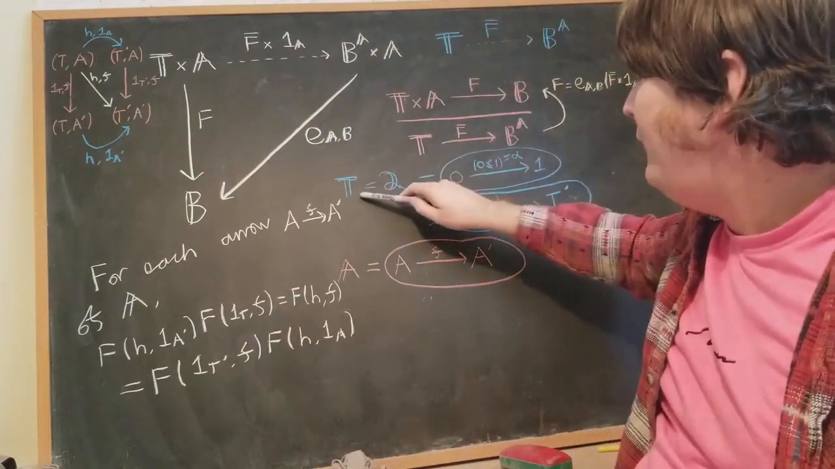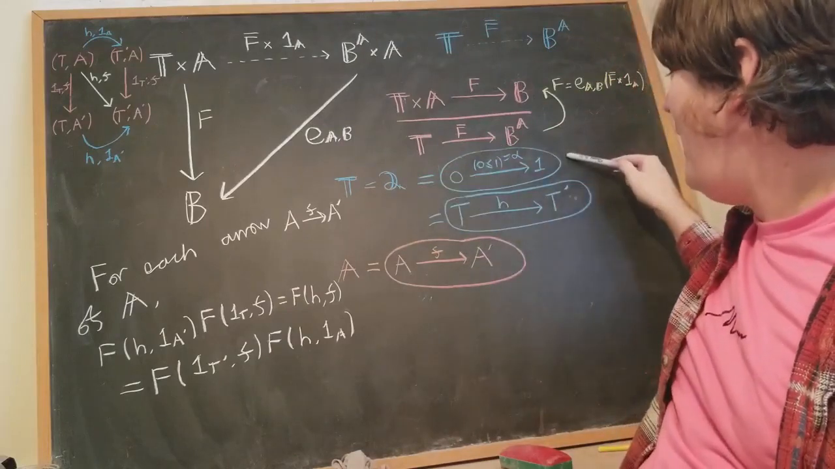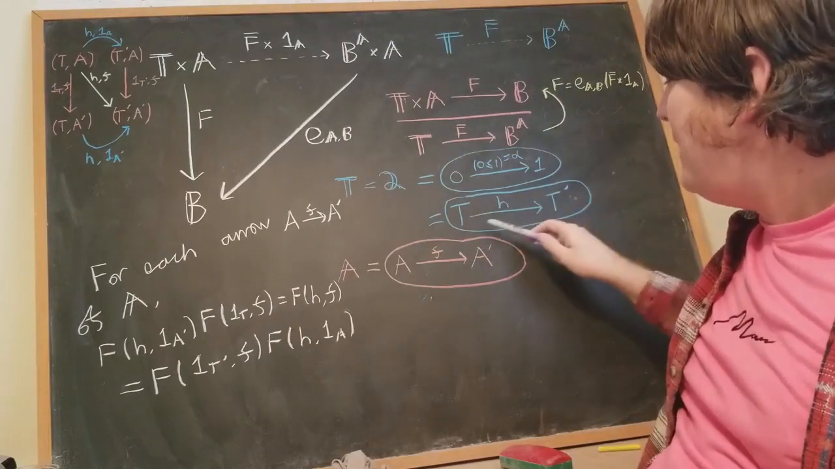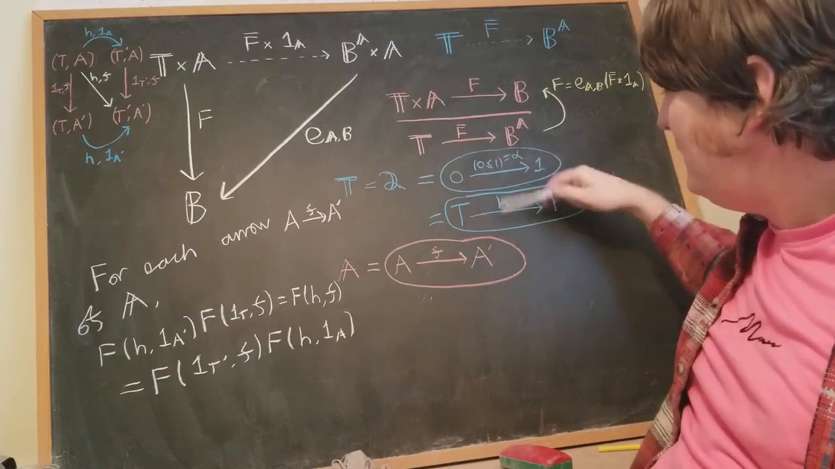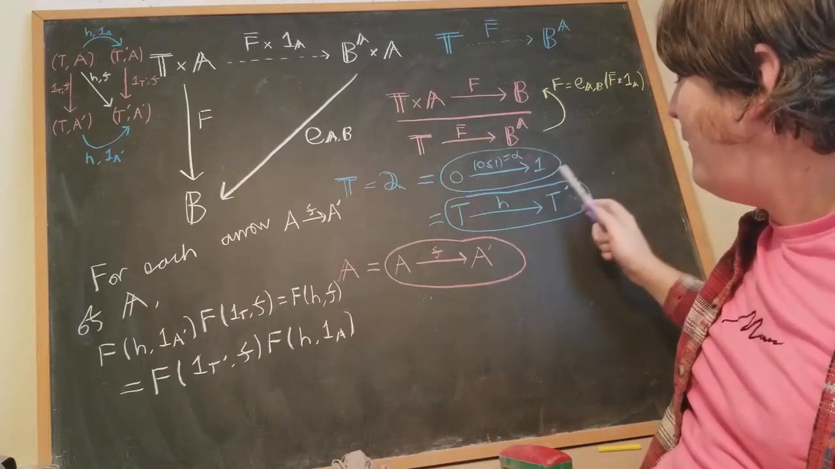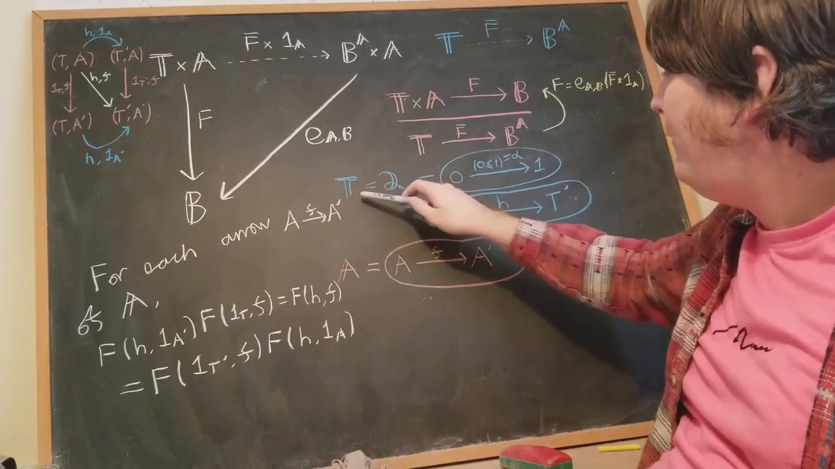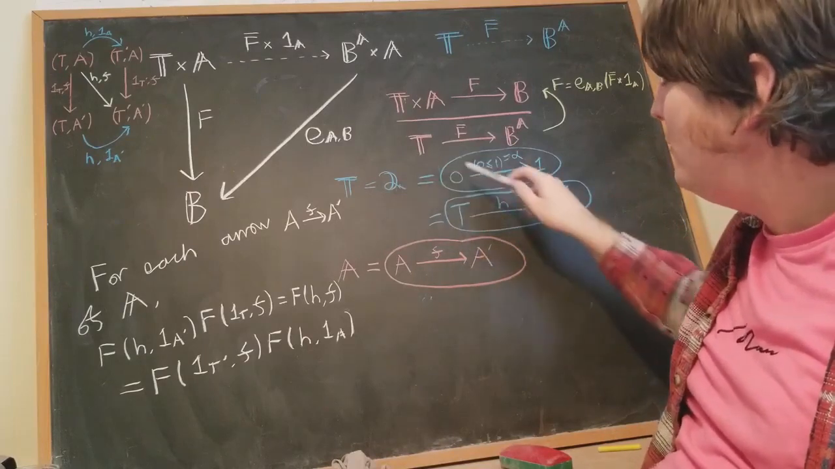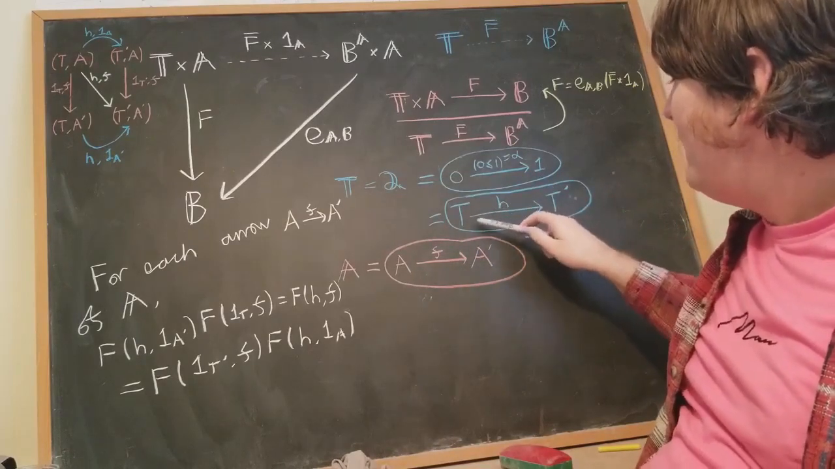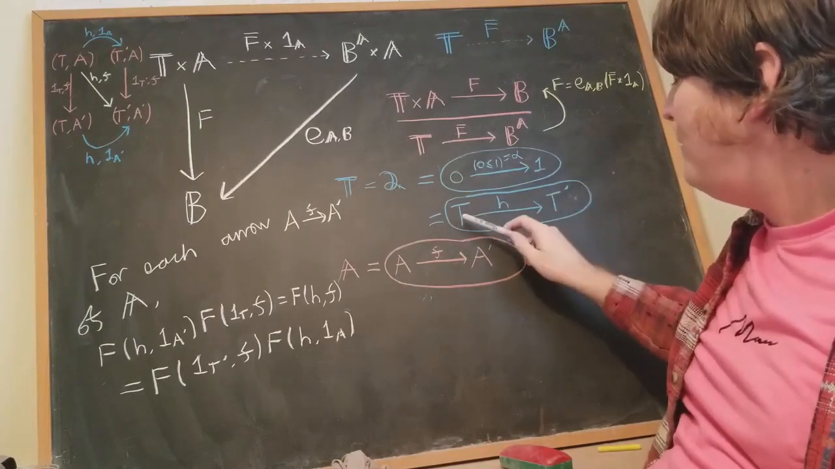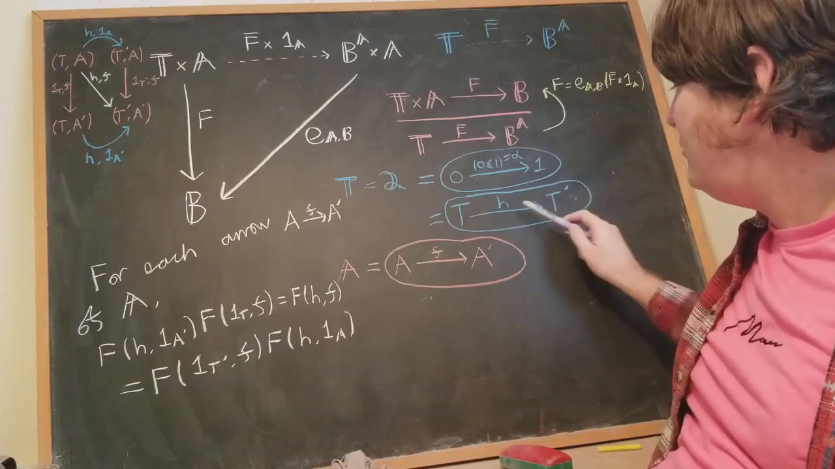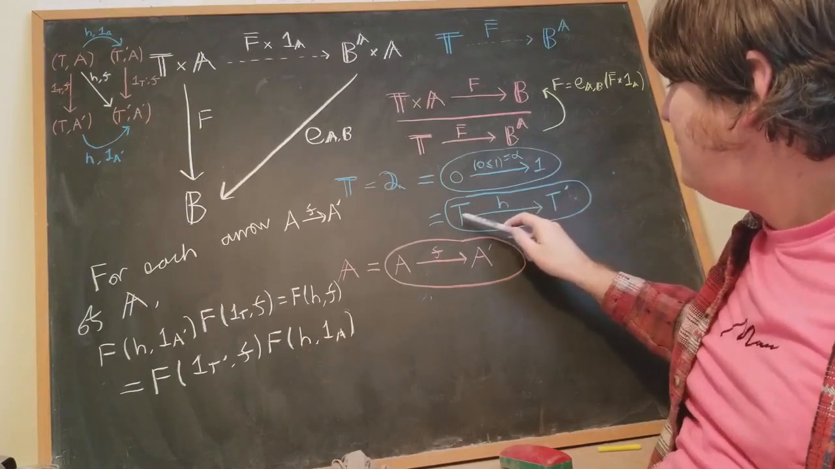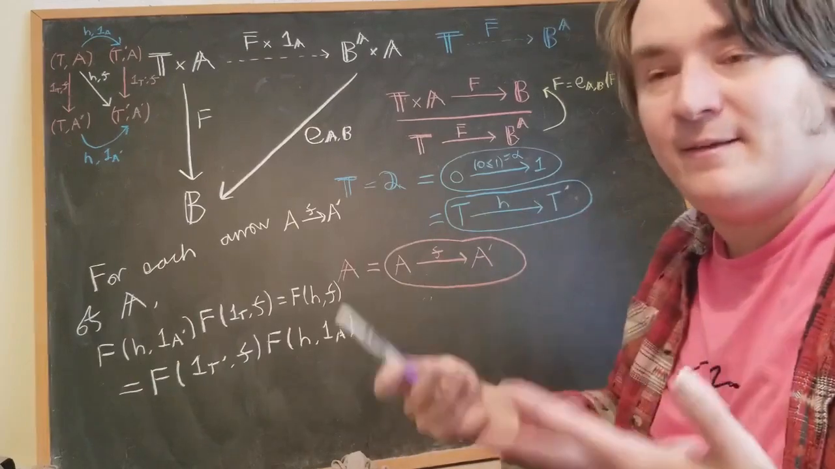So I said I'd write T as this. Actually, I changed my mind. I want to use this notation. So I'm just relabeling the objects and arrows. I'm now thinking of T, basically the same as 2, as a category that has two objects named T and T dash and an arrow H from this to this, and identity arrows, of course.